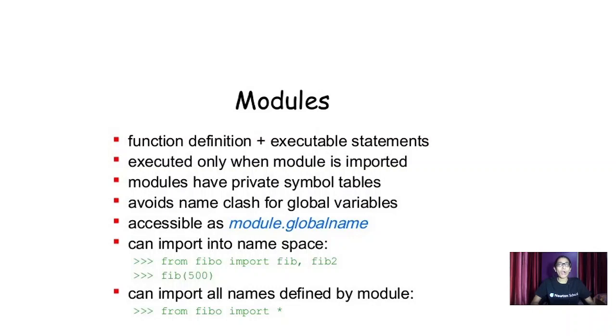Fourth, always avoid name clashes for global variables. For global variables, suppose you have to access the global variable name in the namespace. Suppose you imported fibo, import fibo or fibo2, you can do that. It depends on how it is being done.